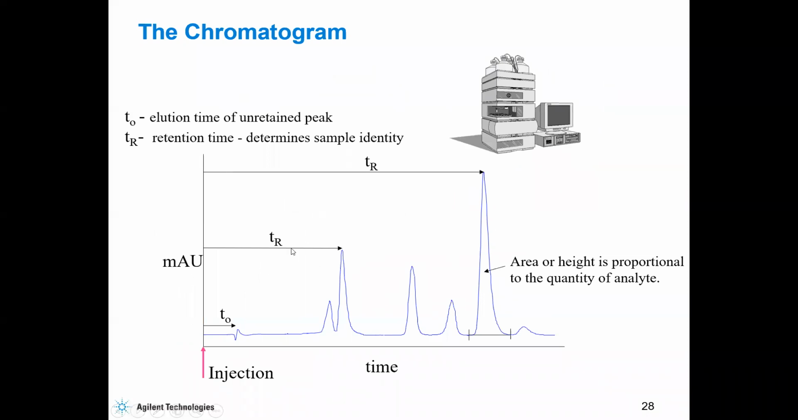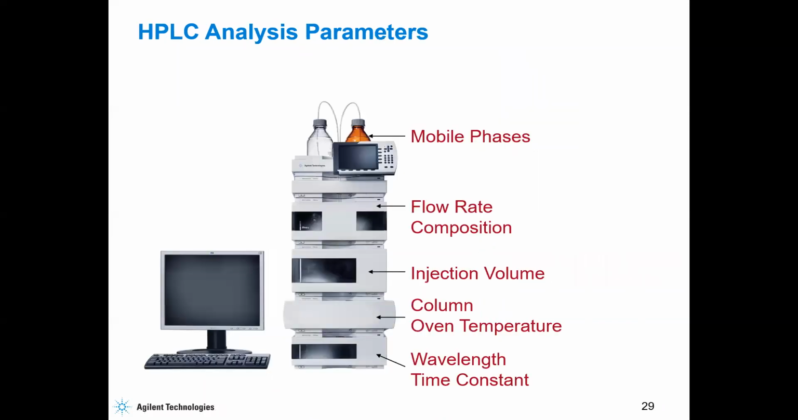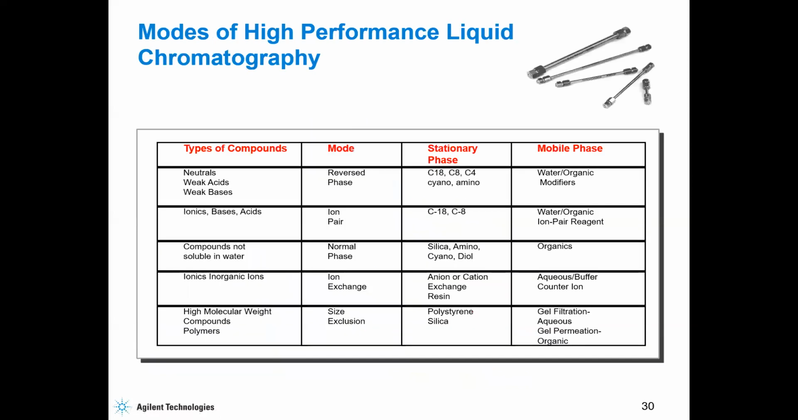So you have your retention time for each of the components, and your peak area or peak height is proportional to the concentration or the quantity of your analyte of interest. So this is a typical Agilent HPLC. Your mobile phases are here. This is your degasser. Your flow rate is measured by the pump here. Your autosampler is there. Your column is sitting in an oven, and your detector is at the end. And from the detector, it goes into the waste.